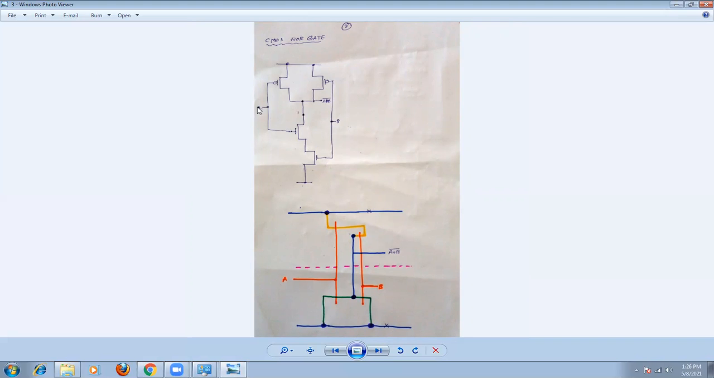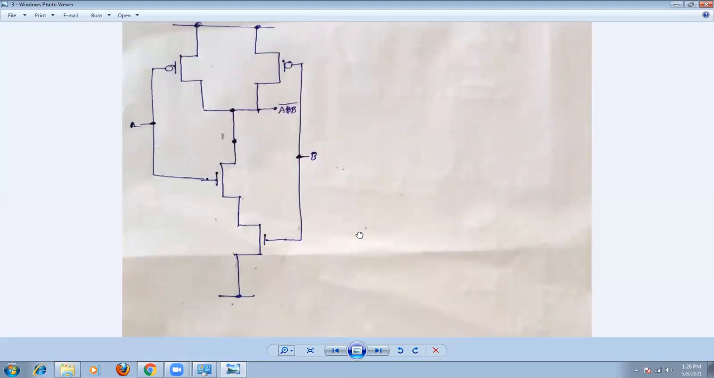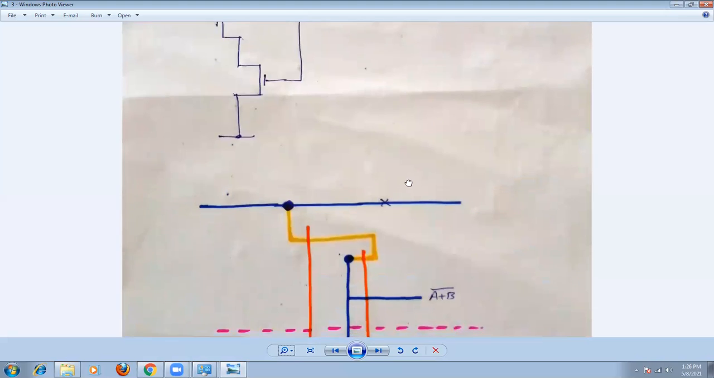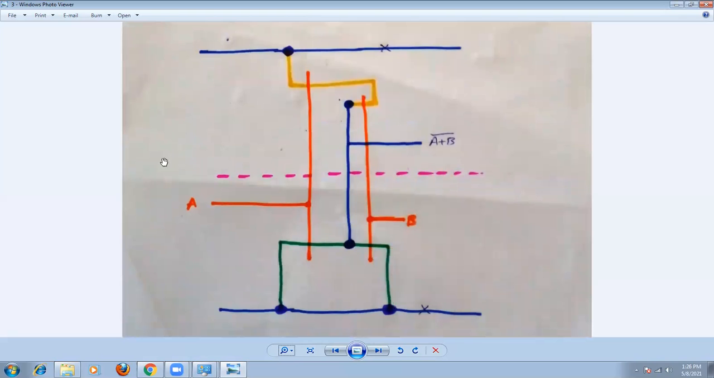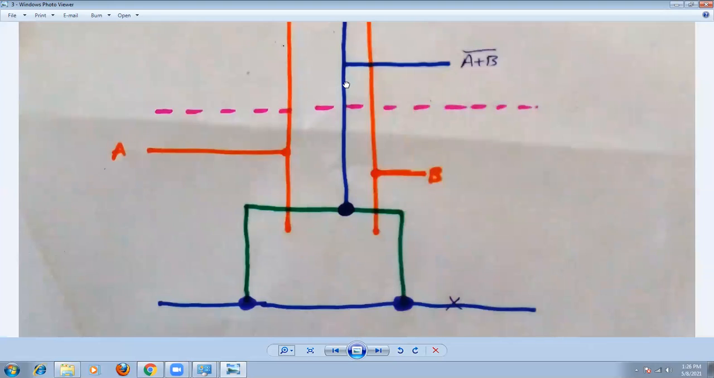In the same way, we can draw the structure. First, take a blue color and draw a horizontal line. Take another blue color and draw another horizontal line. There must be sufficient space. Take a brown color and draw a demarcation line. This is the first thing you have to remember.